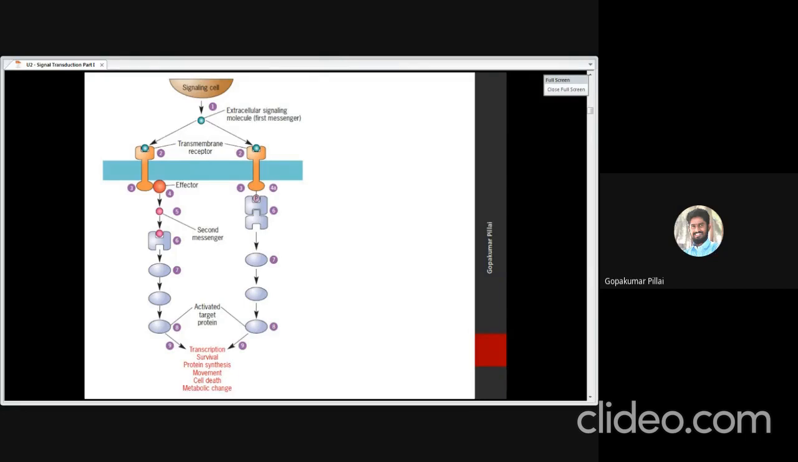If you look at the picture, you can clearly see the arrows starting from the signaling cell at the top, from there to the extracellular messenger, to the receptor, to the effector, to the second messenger, and further to various cell signaling proteins until it reaches a target site. That is why it is referred to as a signal transduction cascade, because it is a series of proteins involved in the process of transmission of the signal. Here your second messengers can now interact with the cell signaling protein. Once they interact with the cell signaling protein, what happens?